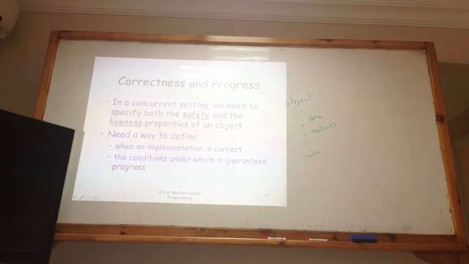So for a concurrent object, we need to specify both the safety and the liveness properties. By safety, we mean that it's safe, it's correct, you get a correct result in the end. And liveness means that they are alive, you're not deadlocked or stuck doing nothing. So you want to make sure there is some execution happening, and whatever is happening is correct. So okay, let's see how to show that.